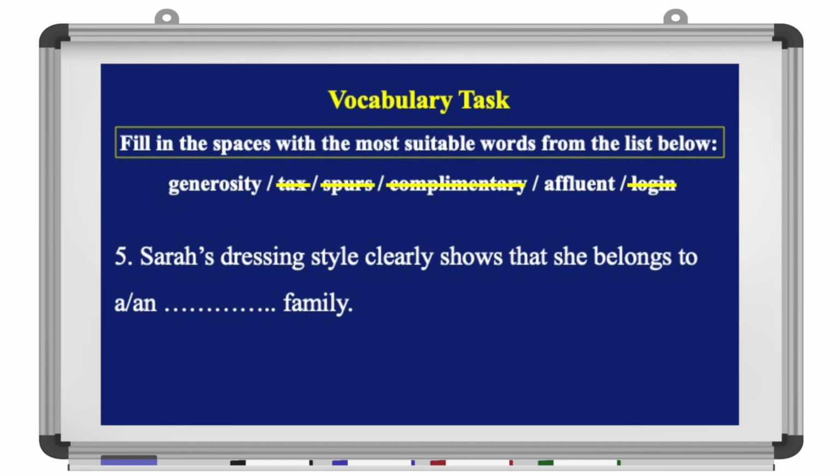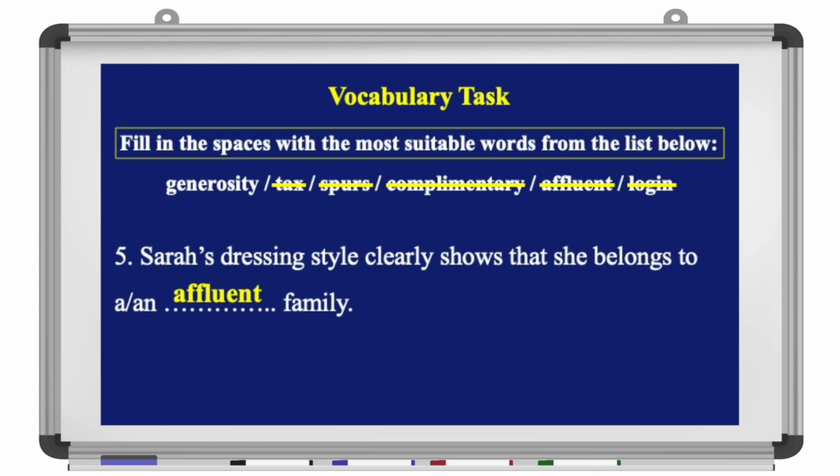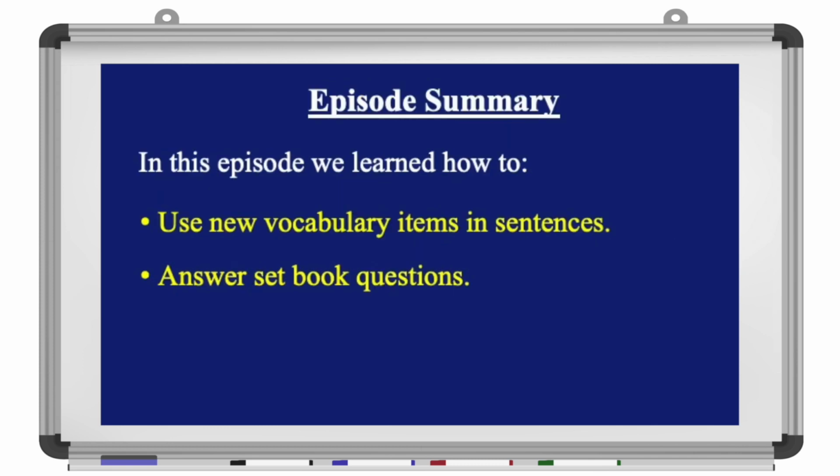For the last sentence, Sarah's dressing style clearly shows that she belongs to a or an blank family. So the way she dresses is what? It means that she comes from an affluent family. Well done. So this is what we did for today. We used some new vocabulary items and sentences, and we learned how to answer some set book questions.